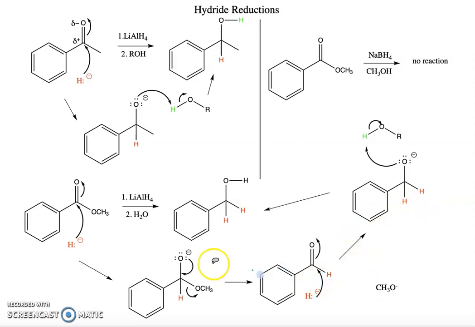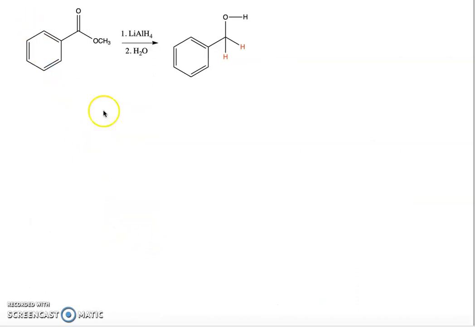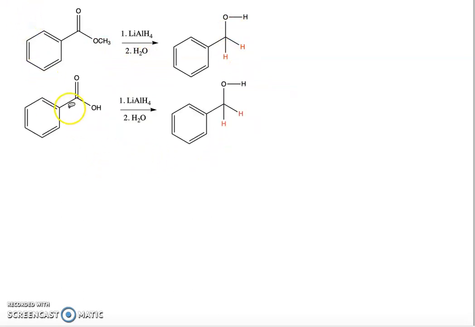Now, this kind of reaction for lithium aluminum hydride, adding 2 hydrides to carboxylic acid derivatives, is not limited to just esters. We can do it for other carboxylic acid derivatives as well. So this is the reaction we just saw, reducing an ester with lithium aluminum hydride, and you add 2 hydrides to the carbonyl, end up with an alcohol. You can also do this reaction with the carboxylic acid. Add 2 hydrides to the carbonyl of the carboxylic acid, you end up with the alcohol.